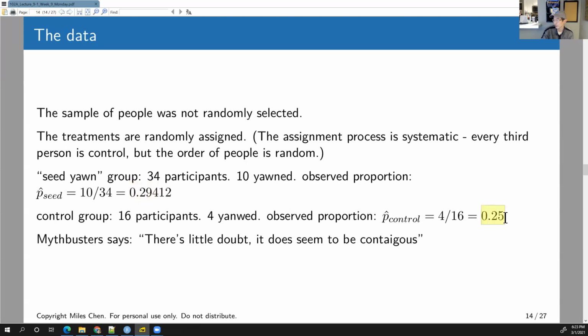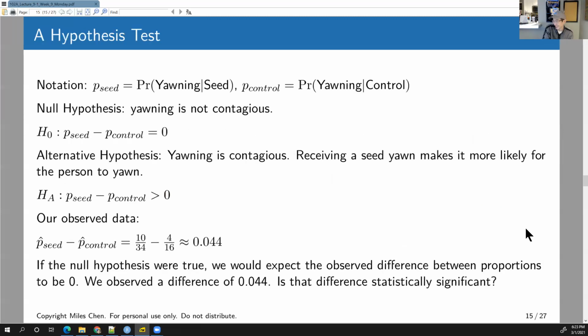29% versus 25%, or 0.294 versus 0.25. Do you think that difference is significant or not? Probably not, but maybe. I don't know. Yeah. All right. Well, we can do a test, right? We'll do a randomization test.